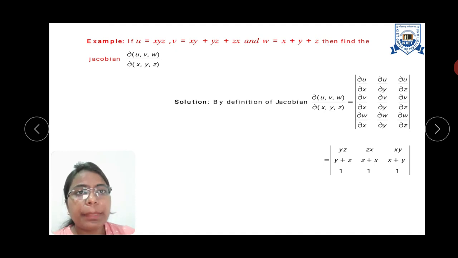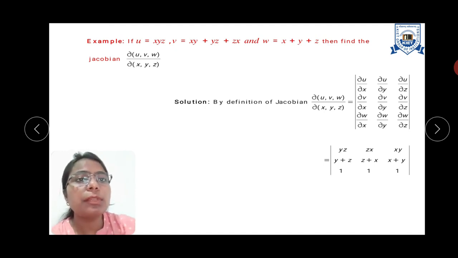Our next example is, if u is equal to xyz, v is equal to xy plus yz plus zx, and w is equal to x plus y plus z, then find the Jacobian of u, v, w with respect to x, y, z. So according to the definition, the Jacobian of u, v, w with respect to x, y, z is equal to the determinant of this matrix. In this matrix, the first row contains the partial derivatives of u. It means del u by del x, del u by del y and del u by del z.